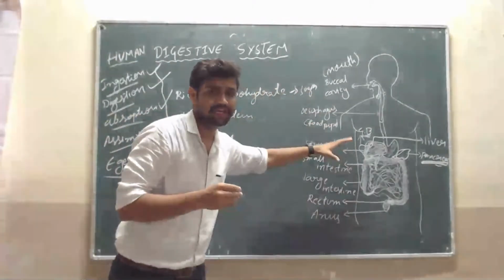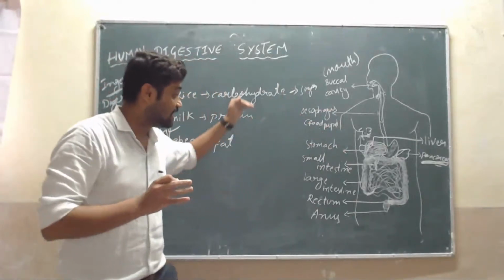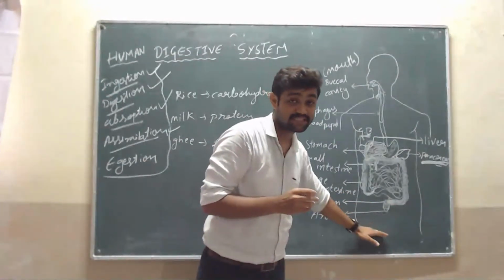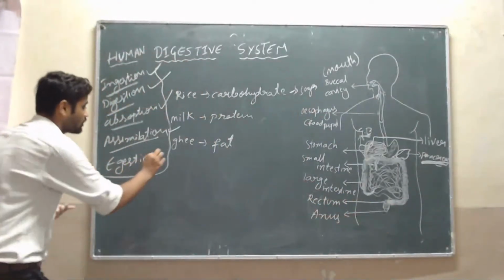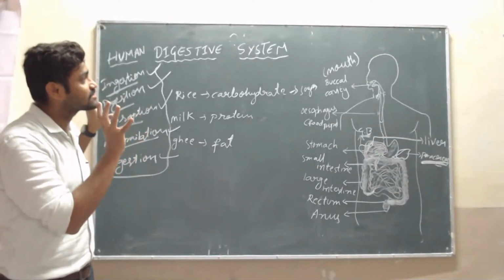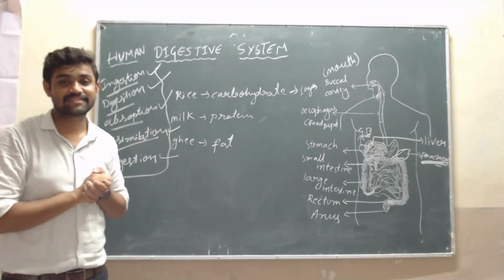Totally digestion is not possible. A little bit of undigested food is there. That is ejected with the help of the anus from time to time, and that is called egestion. Understood? This is about the human digestive system.